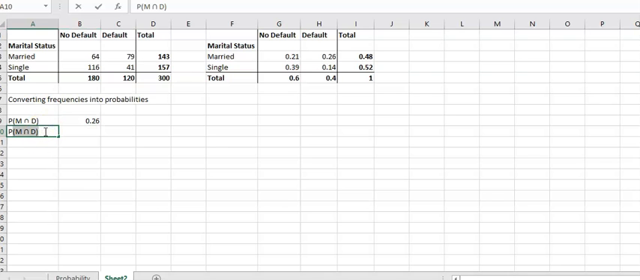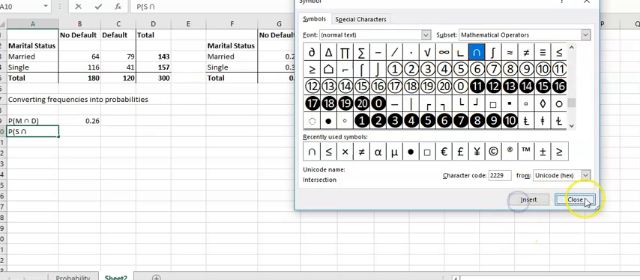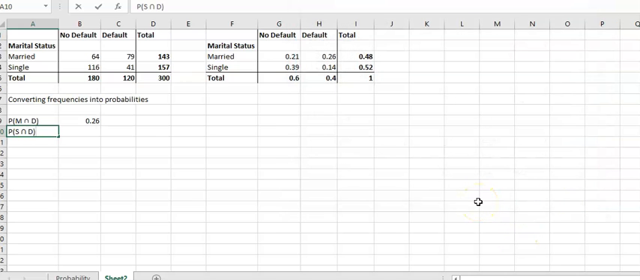Similarly, the probability of being single and defaulting on the loan is given by this number here, 0.14. Now, these are the intersection terms for these two particular events. So in this case, the event whether the person defaults or does not default is sort of dependent on whether or not they're single or married.